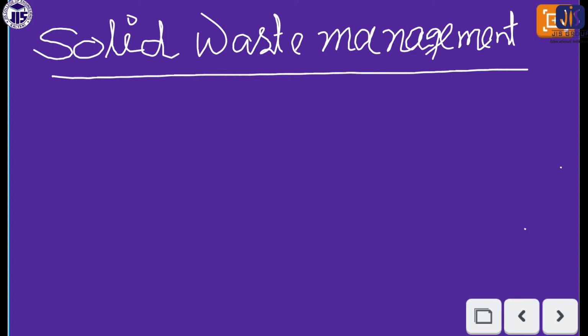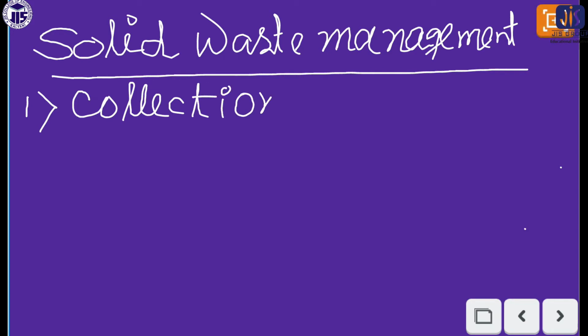So what are the step-by-step processes by which we can control the generation of solid waste? The first step in this list is collection. I will discuss every step in detail. First, I will tell you which steps are included in solid waste management. The first step is collection. The second step is storage.